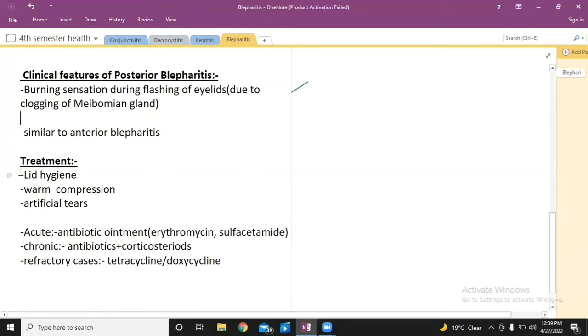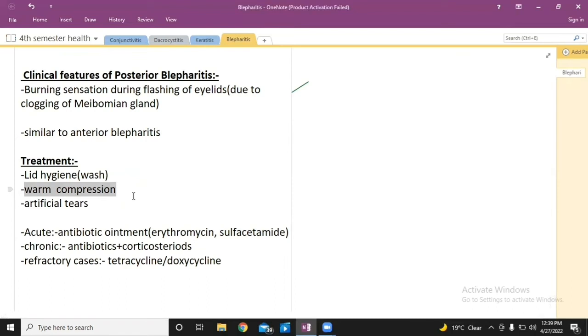Now, coming to the treatment, how will you treat blepharitis? Treatment is very much focused on conservative treatment. You have to do lid hygiene, washing your eyelashes daily. You have to keep the eyelashes very much dry and keep them away from infection. If there is posterior blepharitis with clogging of the duct, you can do warm compression. Warm compression can easily melt the sebum or oil present in the duct, and it can help treat the inflammation caused by the clogged duct.